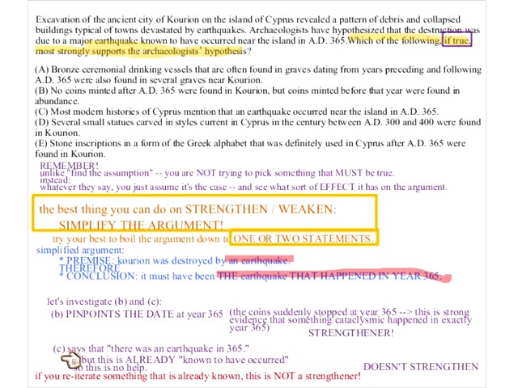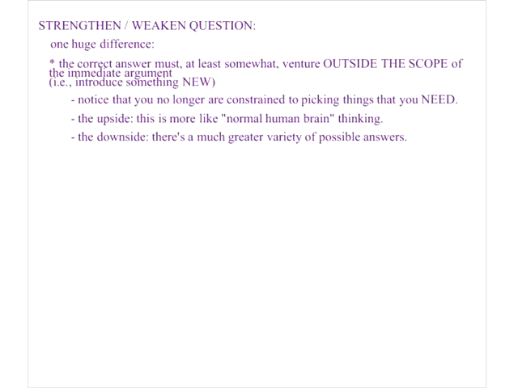Okay, I'll respond to what I think you're asking me. I think you're asking me about what we've already said here. Yeah, your correct answers have to go outside the scope, at least somewhat, because if they don't, those are not strengtheners. Make sure you know this. When you're looking for assumptions, assumptions are things that are encoded in your argument already, and so they can't go outside the scope.